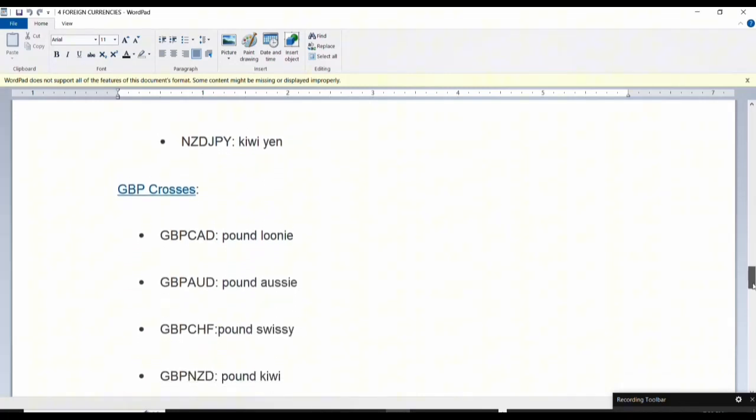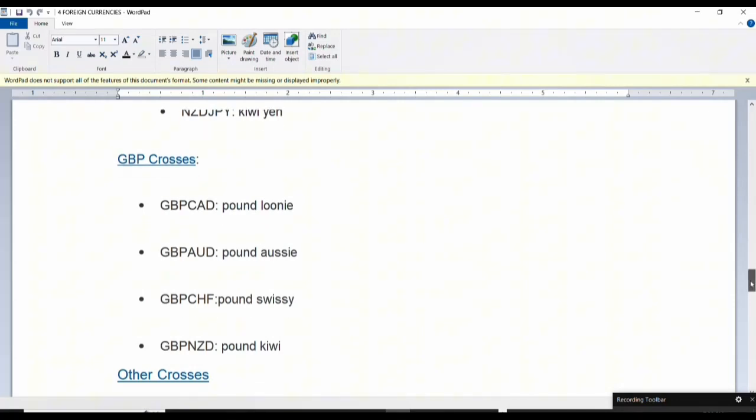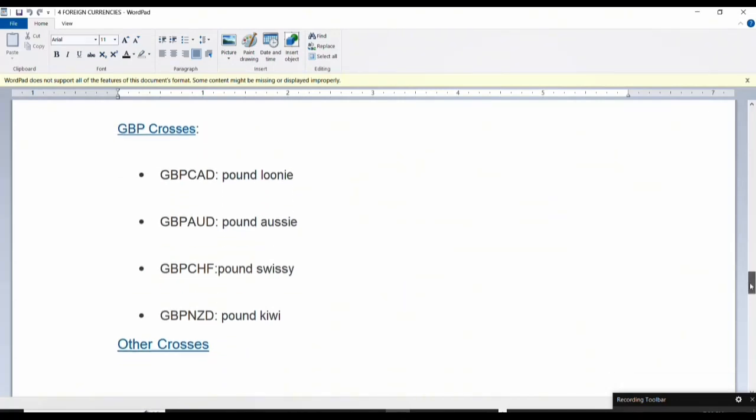Now, the third category of the crosses are the GBP crosses. If you combine the Great British pound with other currencies that do not involve the United States dollar, for example, the British pound and the Canadian dollar, you are going to have the pound loonie. The British pound and the Australian dollar, you are going to have the pound Aussie. The British pound and the Swiss franc, you are going to have the pound Swissy. The British pound and the New Zealand dollar, you are going to have the pound Kiwi.